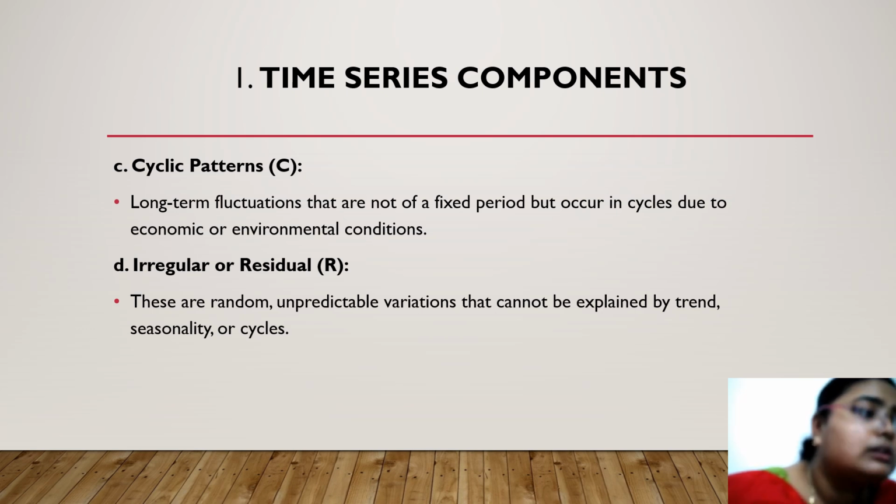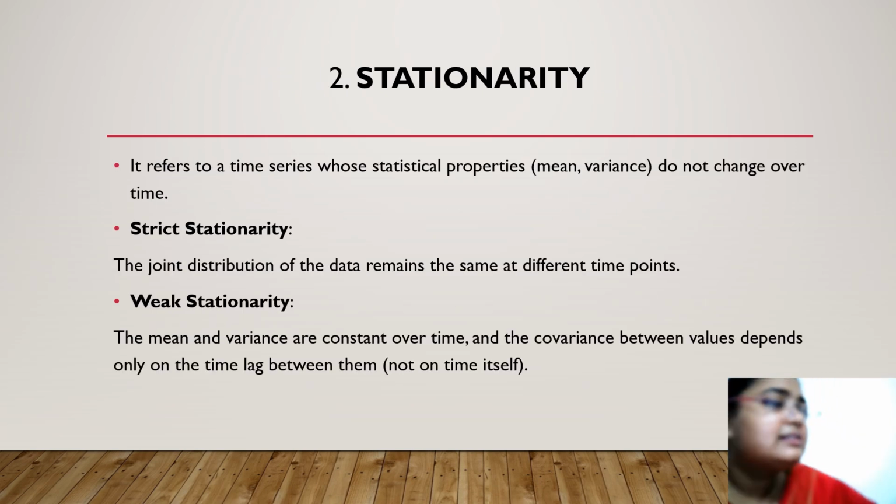The fourth one is irregular or residual. In irregular or residual, what happens? Suppose there are some abnormal variations being seen in the data points. So in that case, all these analyses go under the component called irregular or residual.